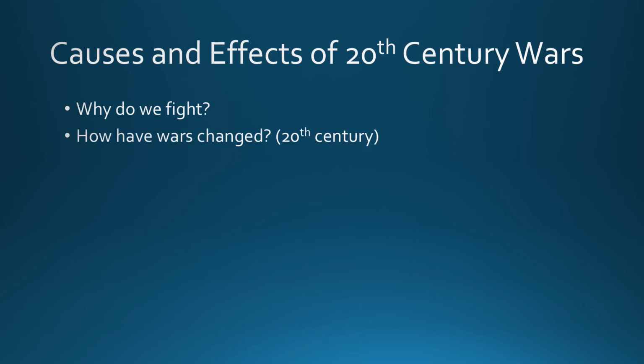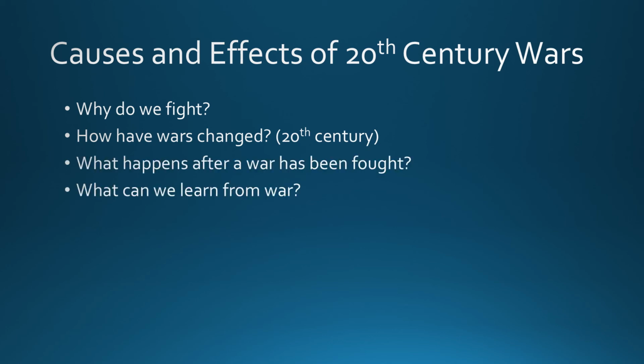Another question is how have wars changed? Again, we just established that wars happen all the time, but how are they different? What new things have come about? And especially in the 20th century, we certainly did see new technologies, new reasons for fighting, new effects for fighting. So we want to keep those in mind, but also be specific on how these wars have changed.